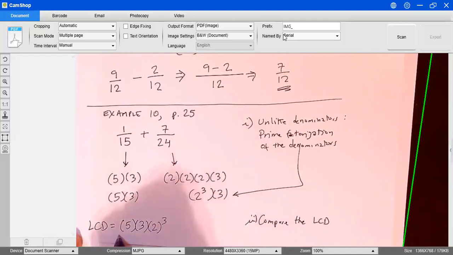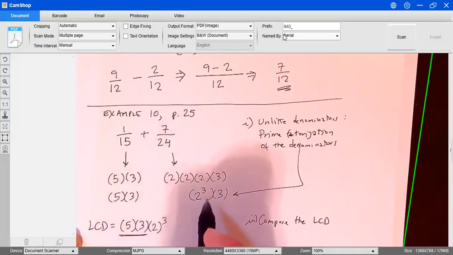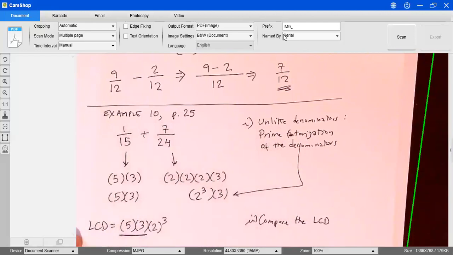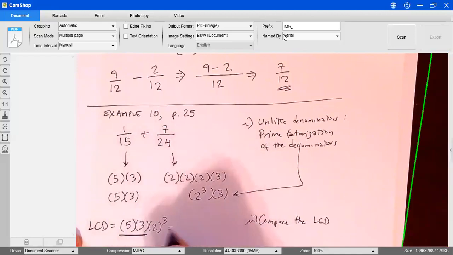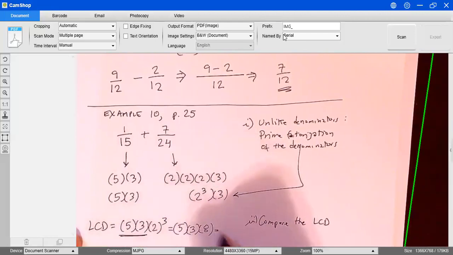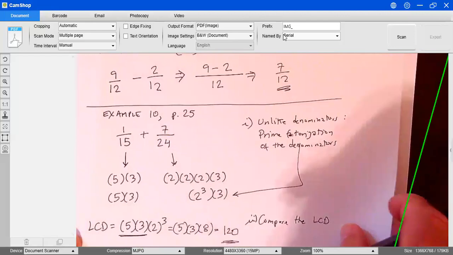So again, you start with the first denominator. That's the way that you start composing your least common denominator, and then you start adding the factors that are not already in the previous factors. Or if you have the factor already here, you just check the power. If the power is lower than the one that you have now, you just increase the power. So finally, you complete this operation. You're going to have something like 5 times 3 times 8. So this is going to be 120. So 120 is the least common denominator for these denominators.